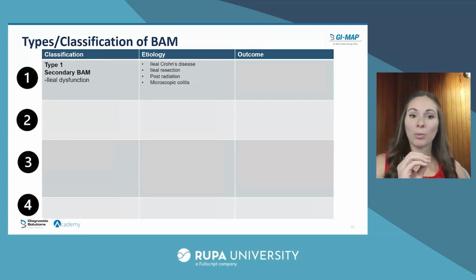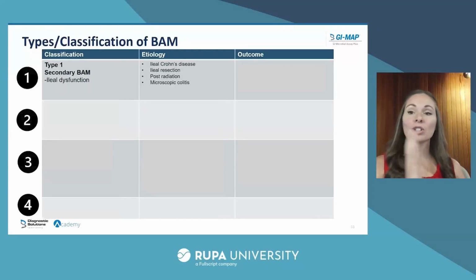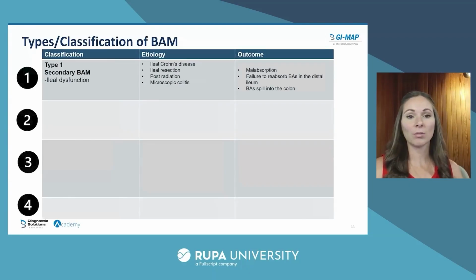And one other thing I want to point out is that you might see some of these in areas where you go, oh, I think that should go in that box or that box. And you do see a little variation in the literature, and it's mostly because they're really just starting to parse out the details of bile acid malabsorption. So I'm sure we'll see this get even more detailed over the next few years. But what happens with type 1, this is our true malabsorption. Failure to reabsorb those bile acids in the distal ileum, so they're spilling into the colon. So this is our true malabsorption.